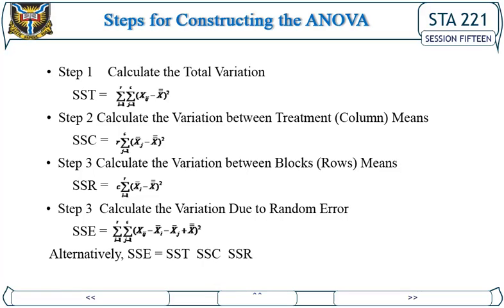Steps for constructing the ANOVA. Step 1. Calculate the total variation SST. Step 2. Calculate the variation between treatment column means SSC. Step 3. Calculate the variation between blocks rows means SSR. Step 4. Calculate the variation due to random error SSE. Alternatively, SSE is equal to SST minus SSC minus SSR.